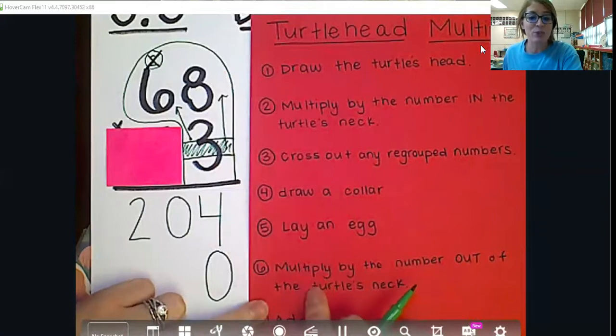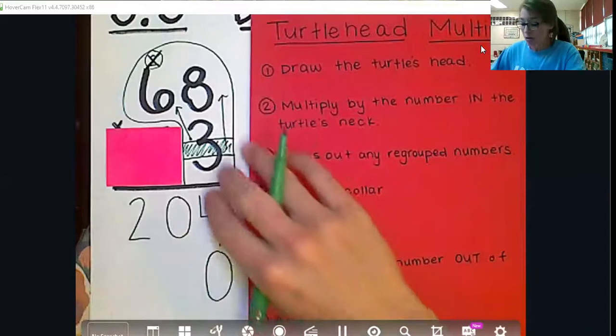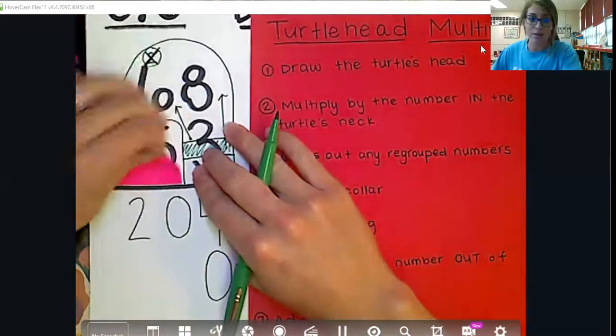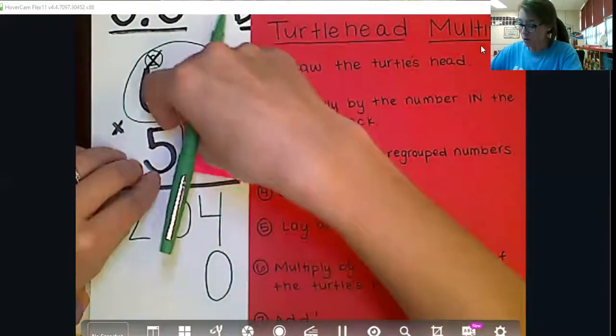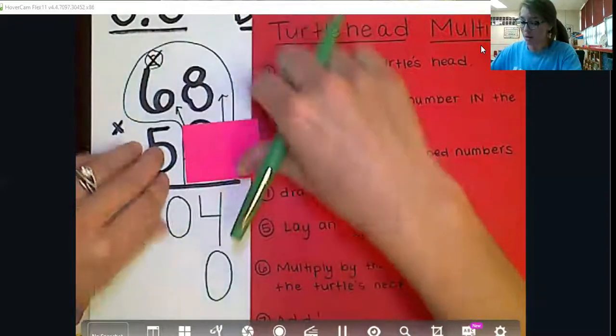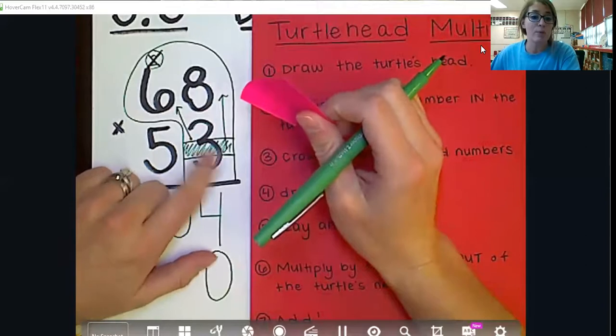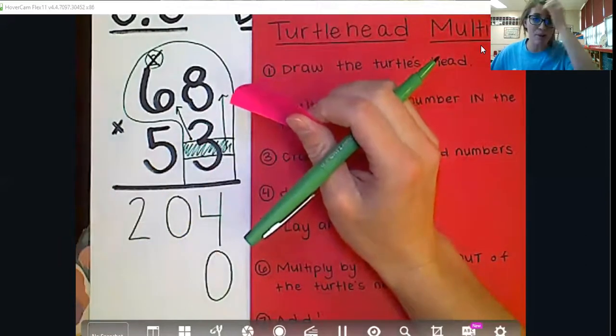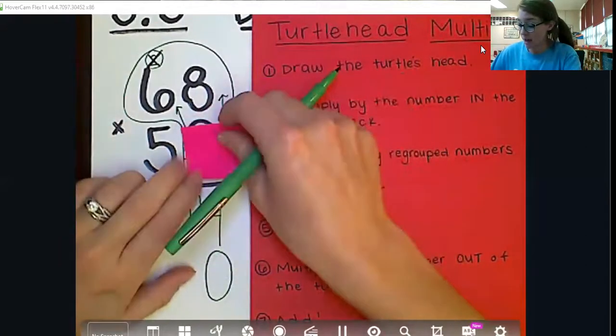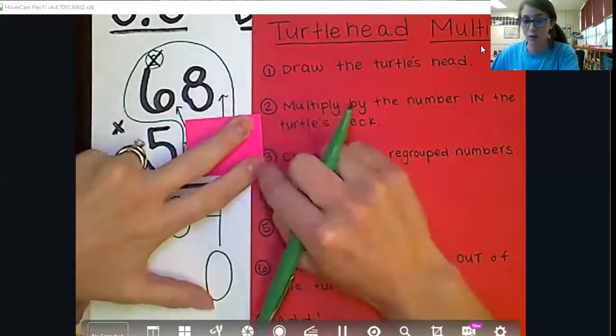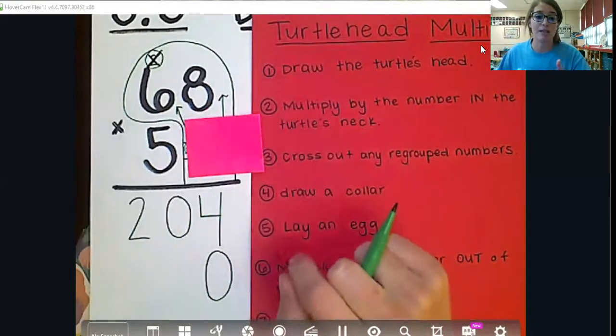Then I have to move on to multiplying the number that's out of the turtle's neck. So I'm going to take this sticky note and move it to cover up this 3. Remember, that's what that collar is there for. That collar is there to help us remember that we are done with that number and we don't need it anymore to multiply. So I'm just going to put a sticky note over it to help keep that fresh in our minds.